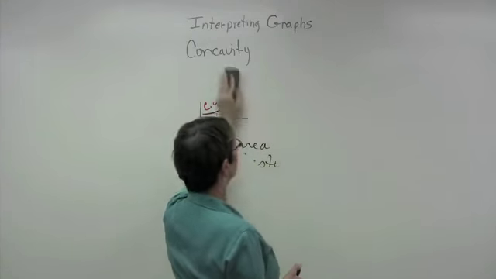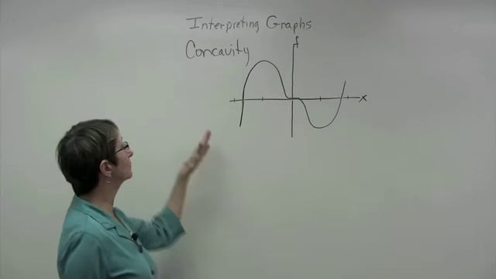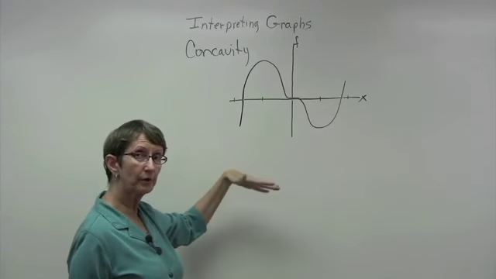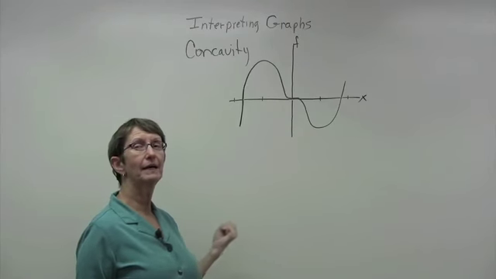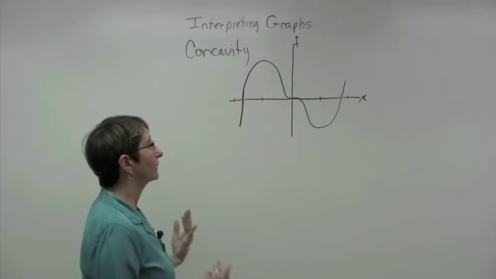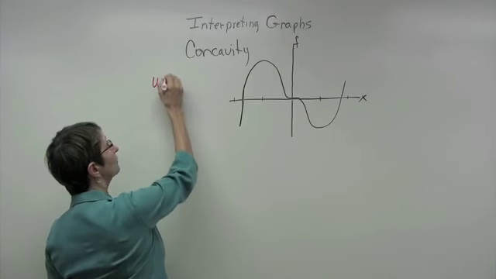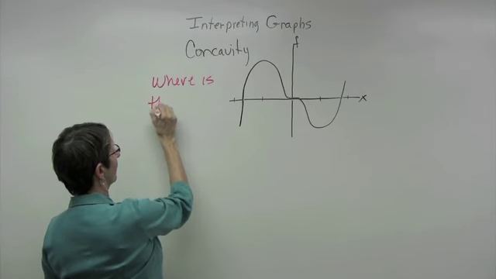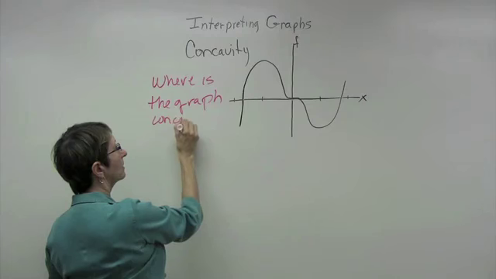Let's look at another graph. This graph has more ups and downs and little changes in the way it curves than previous graphs. So let's look at this and try to determine where it's concave up and where it's concave down. When I say where is it concave up, that means we look for intervals of concavity. Where is the graph concave up and down?